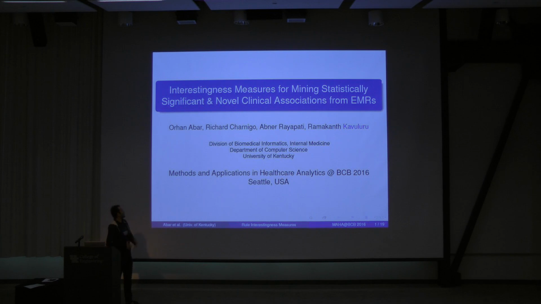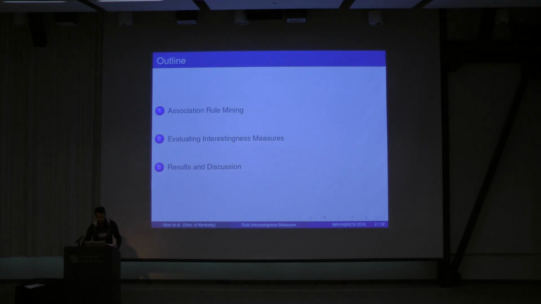Okay, today I'm going to talk about the interesting measures for finding statistically significant and novel clinical associations from EMR, which is electronic medical records. First, I will start talking about what association rule finding is. Then I will talk about the interesting measures and how we apply them to our data set. Then I will give some discussion and conclusion about our work and some limitations.